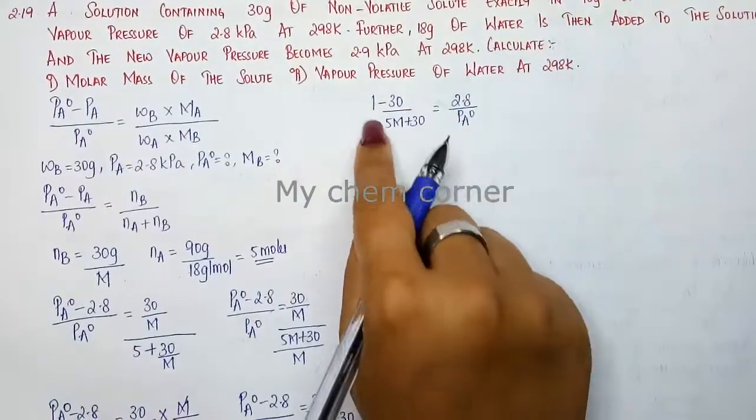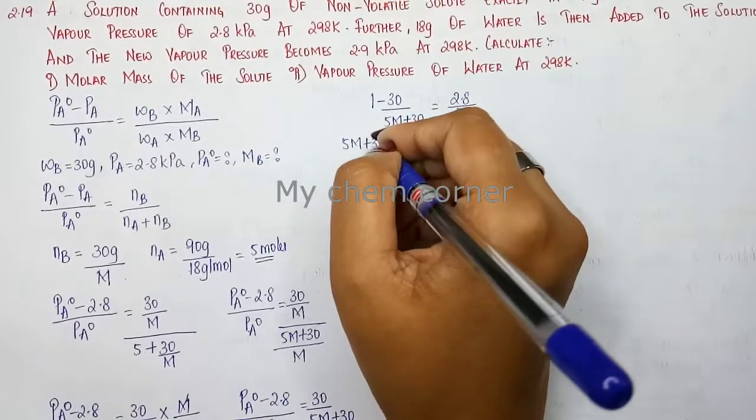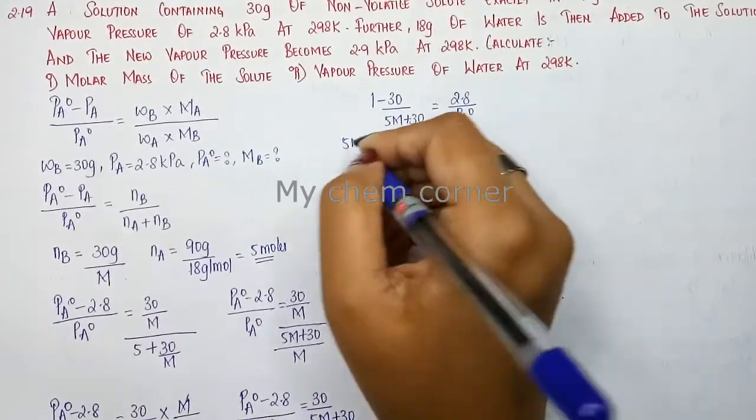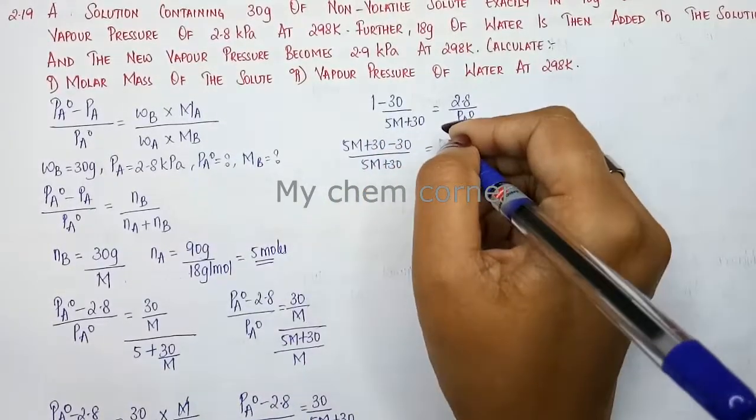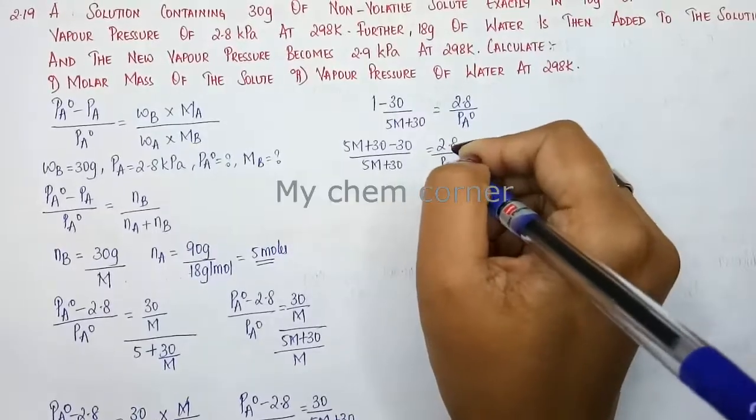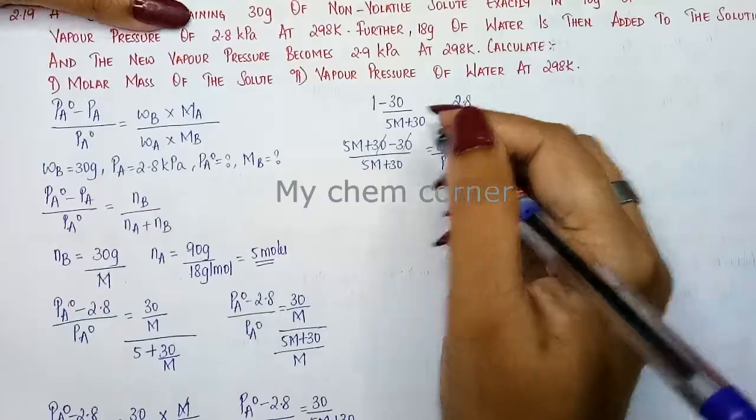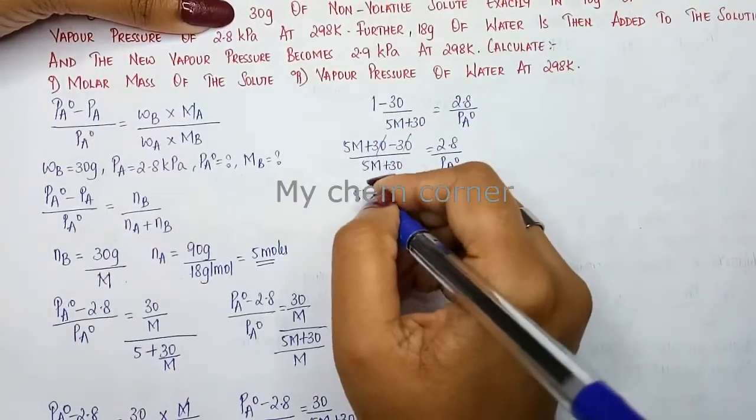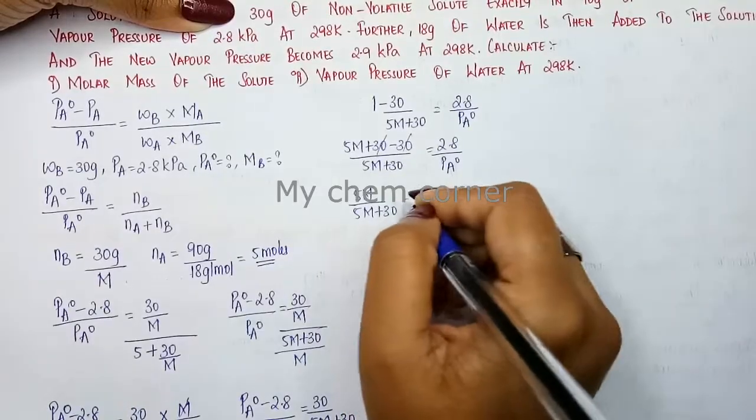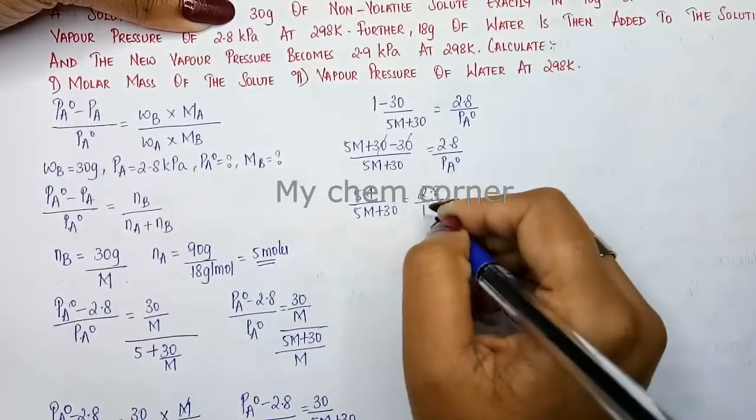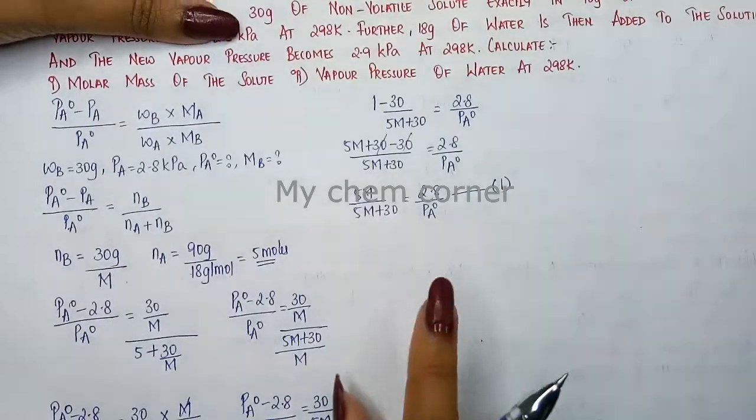Now when you do this, take the LCM of the left hand side. So that will become 5M plus 30 minus 30 by 5M plus 30 equals 2.8 by PA naught. So I did LCM to the previous step. Plus 30 minus 30 will get cancelled and you will be remaining with 5M by 5M plus 30, which is equal to 2.8 by PA naught. This is going to be considered as scenario number 1.